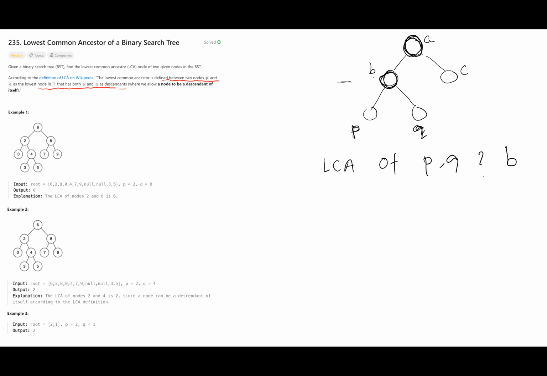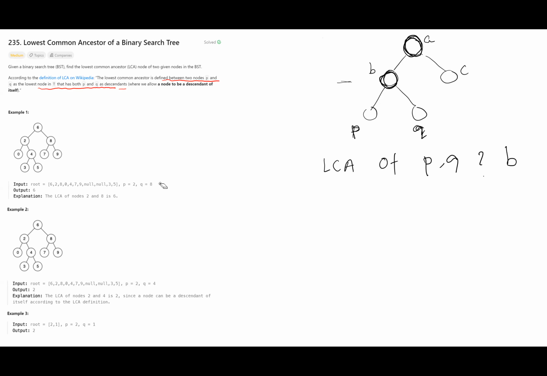So let's look at the example here. We're given a binary search tree and two nodes, P equals 2 and Q equals 8. That means we need the common ancestor of 2 and 8. And you see the common ancestor is 6. So there goes the first example.